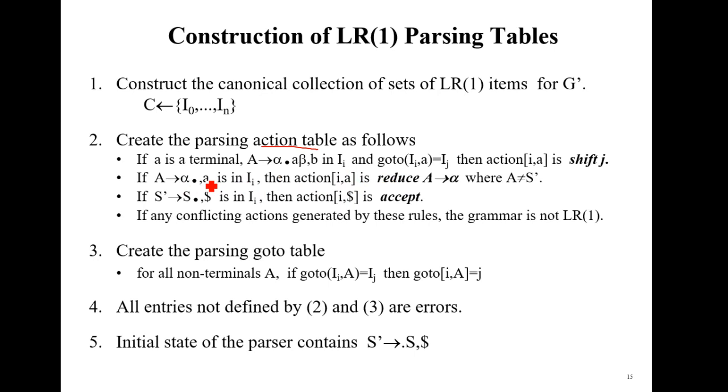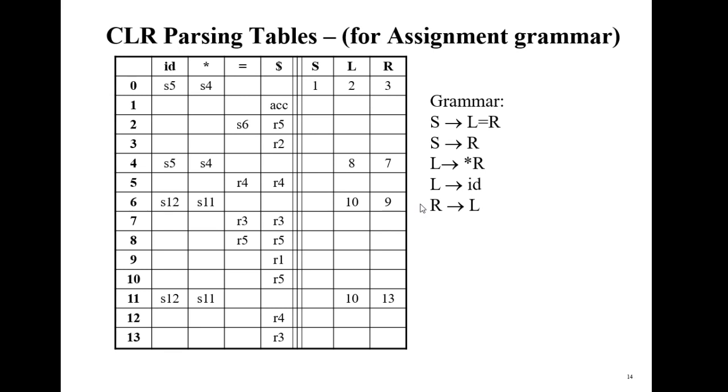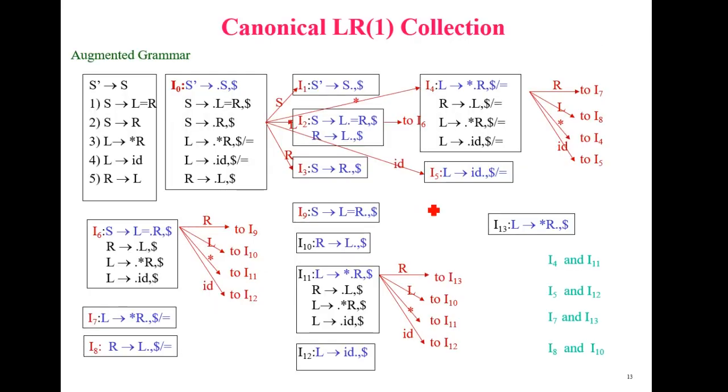Here A is the look ahead. For that look ahead, we have to put the reduce function. And according to the third rule, if the special symbol ends, then we have to put accept as the output. So using this procedure, now we have to compute the action table.